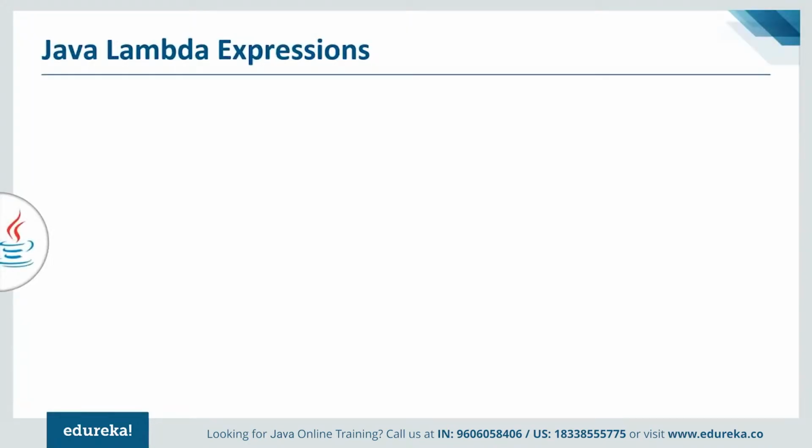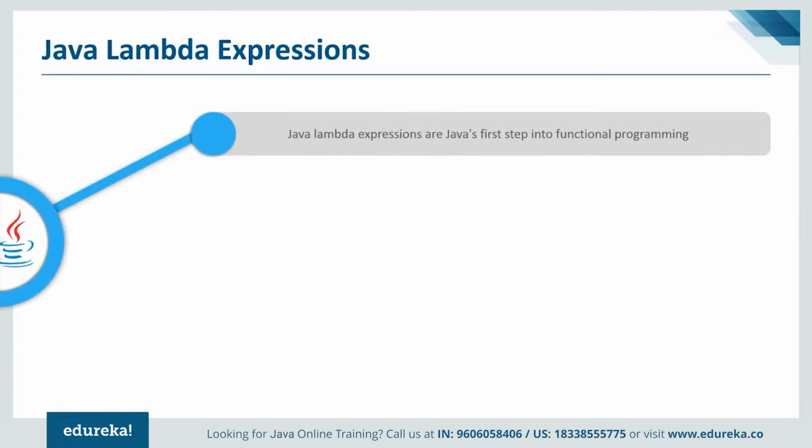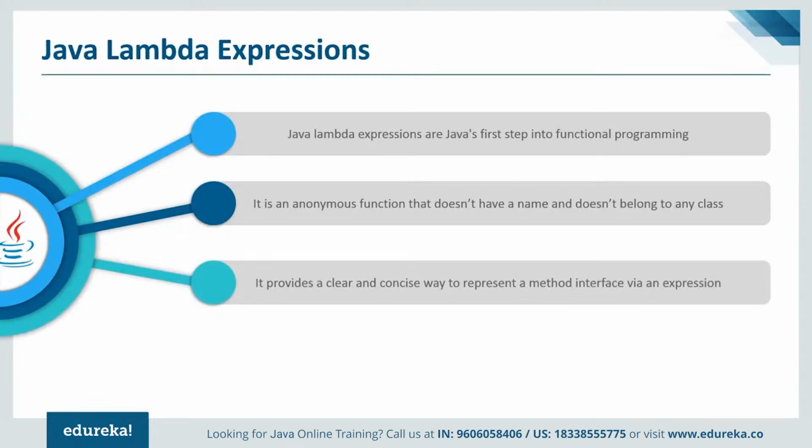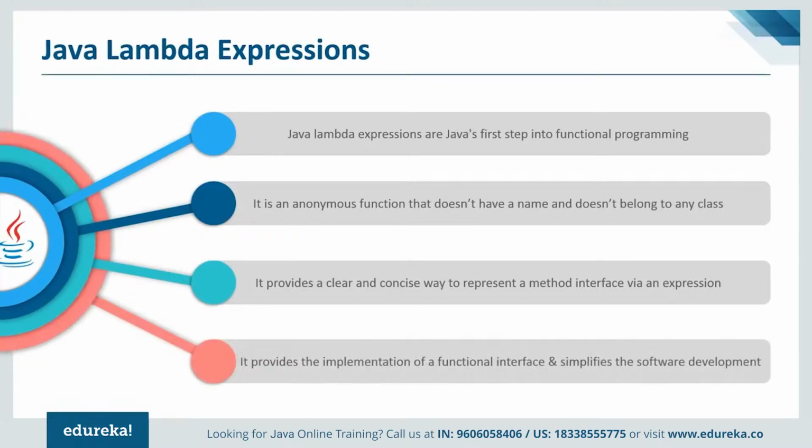and we will now proceed with the lambda expressions. Java lambda expressions are a first step to begin with functional programming in Java. It is an anonymous function that will have no name and it won't belong to any class. It will provide a clear and concise way to represent a method interface via an expression. So it's going to be one single expression, that would be all. It provides the implementation of a functional interface and simplifies the process of software development, right? So programming is simplified when we talk about lambda expressions.